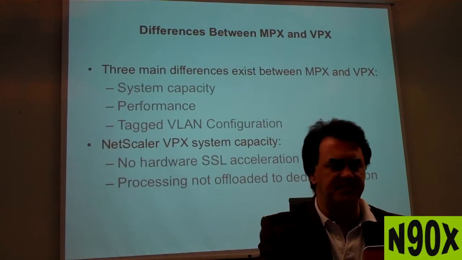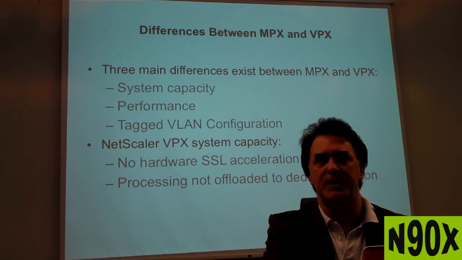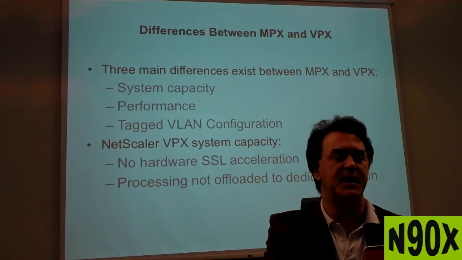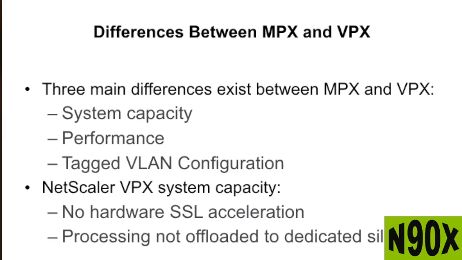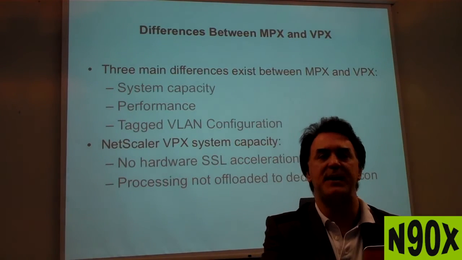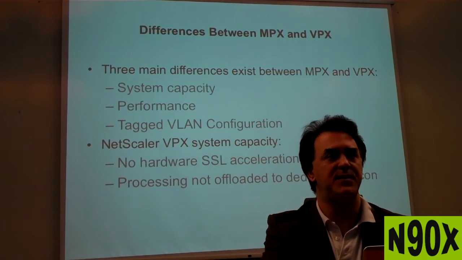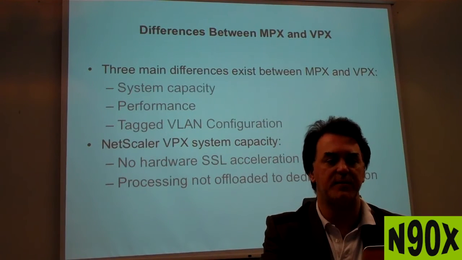The main differences between MPX and VPX, besides physical and virtual, is performance. The MPX is a purpose-built hardware appliance dedicated to web acceleration, SSL offloading, caching, compression, all these different things. There are ASICs to support that. For instance, there's a custom crypto ASIC that accelerates SSL connections, which you would have on the MPX but not on the VPX. If you're running it on a virtual server on your own hardware, you're not going to have dedicated hardware for that.